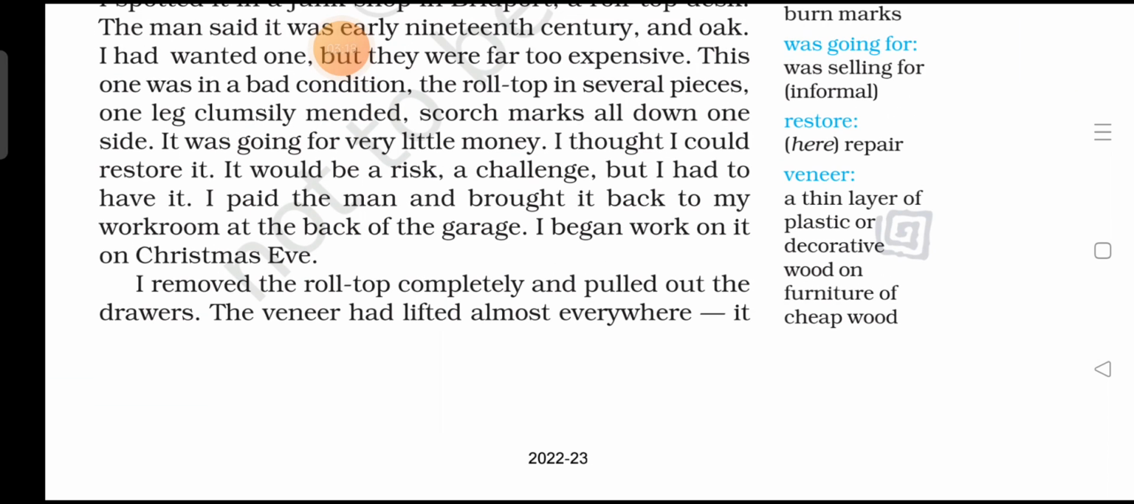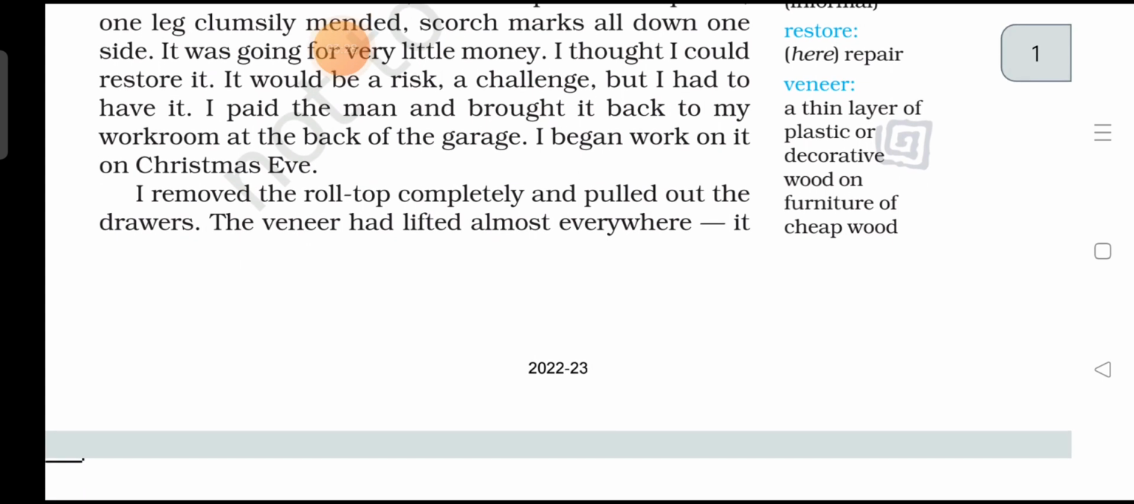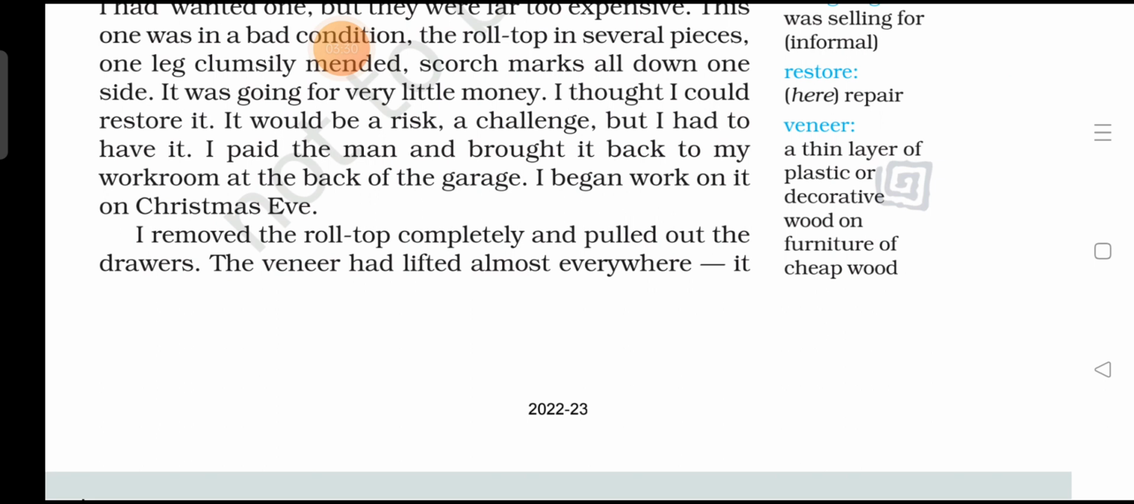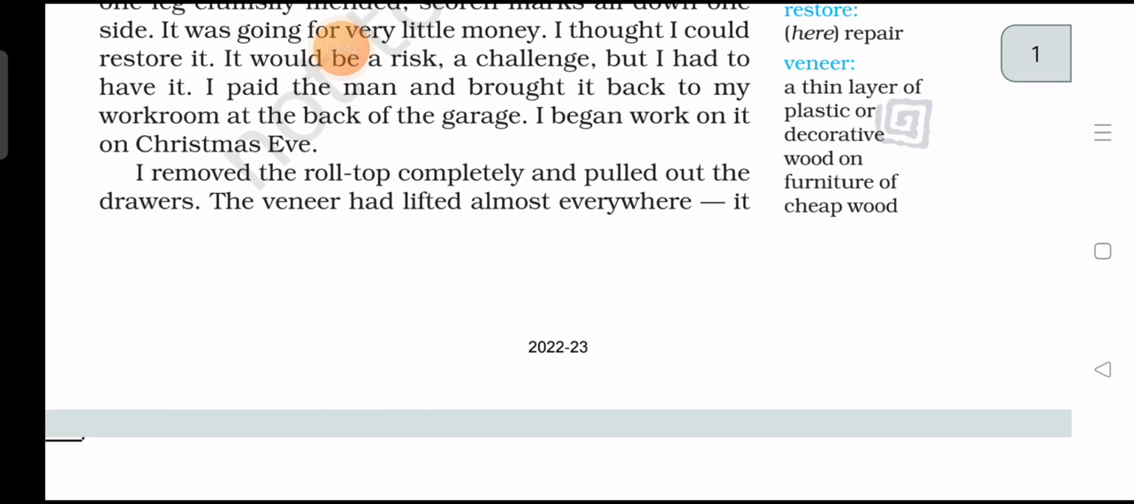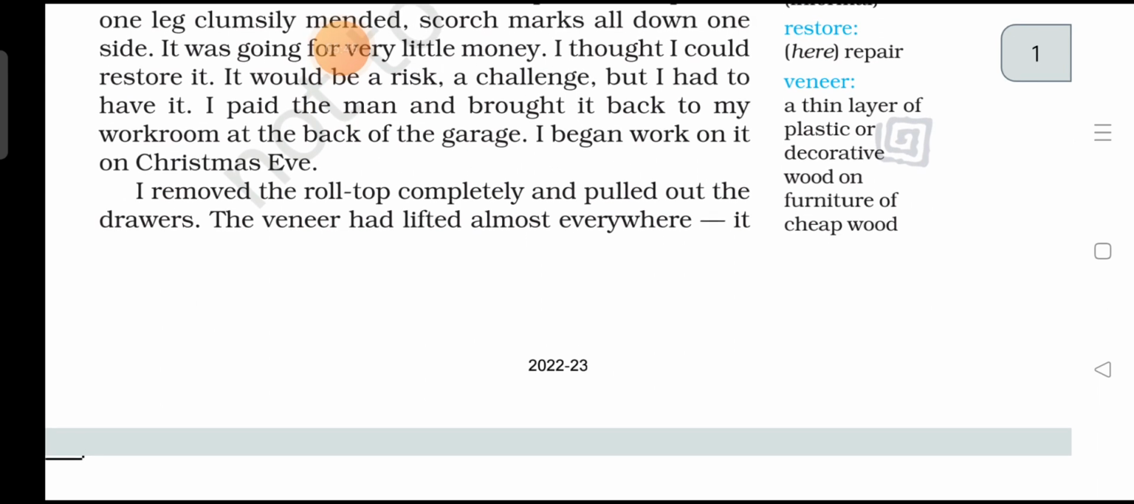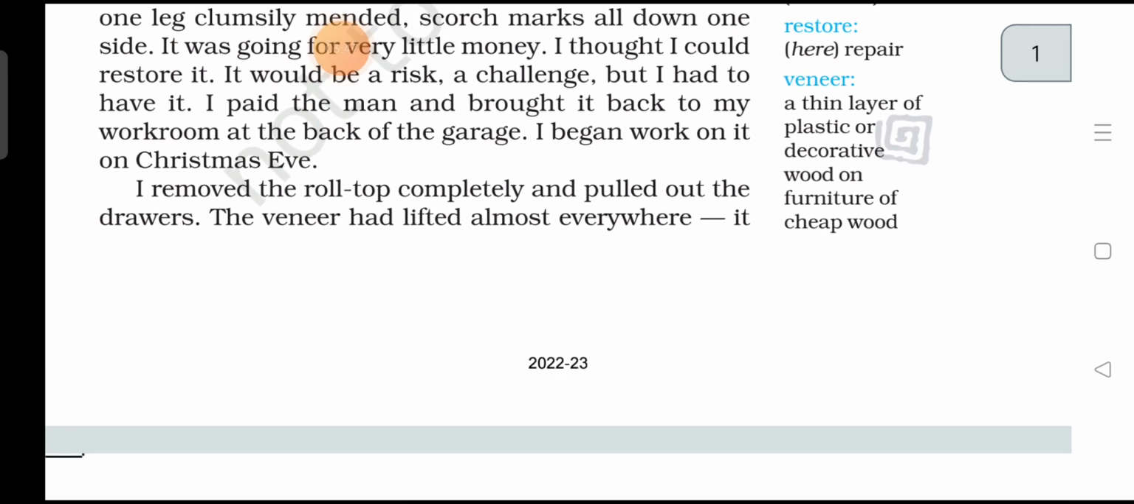Scorch marks. What are the scorch marks? Scorch marks are burn marks all on one side. Scorch marks are burn marks on the table, as it was a little bit burnt. Okay, it was going for very little money. The writer got it very cheap. The writer is Michael Morpurgo, and I thought I could restore it. The writer thought that he could save it in a much better way than the junk seller was restoring it.